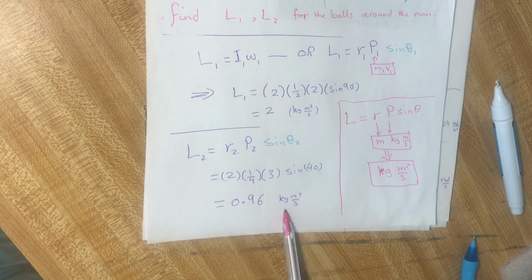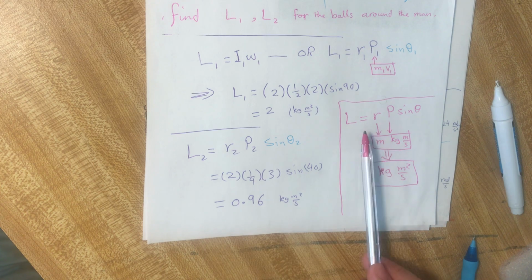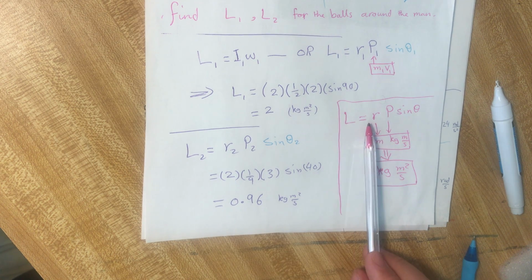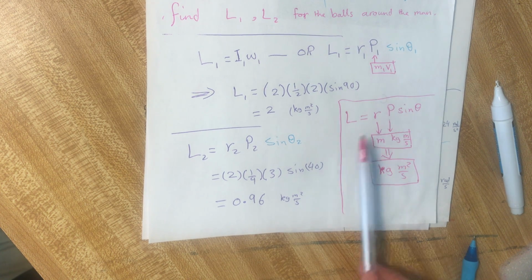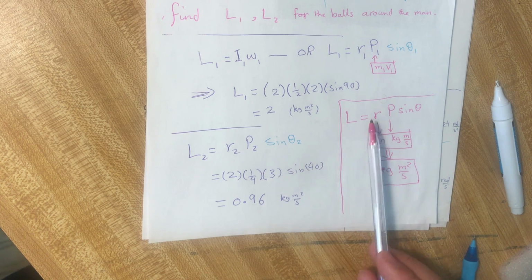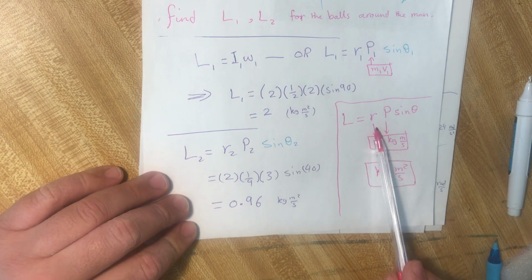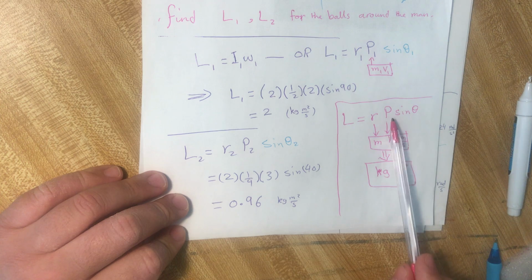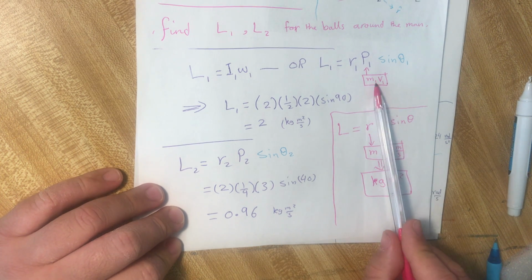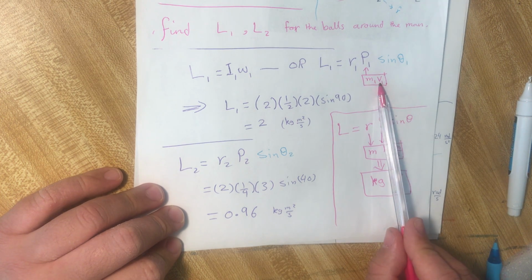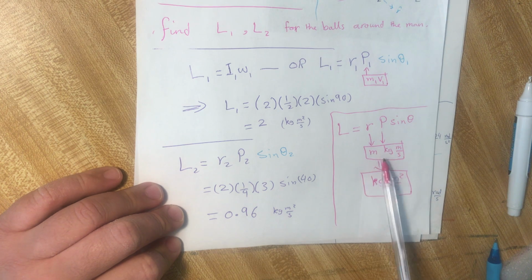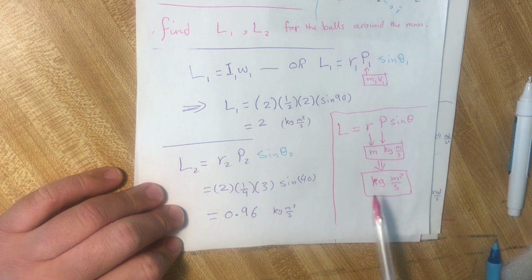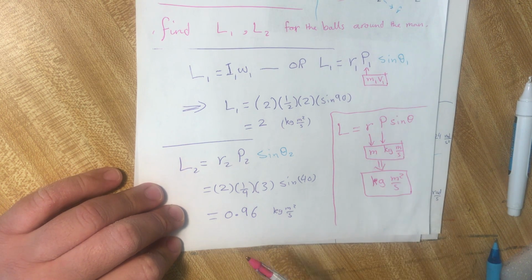How can we find the unit of the angular momentum? The angular momentum, as we see, is equal to r multiplied by p. r is a length, its unit is meter. Momentum is kilogram meter per second. So we have kilogram meter squared per second.